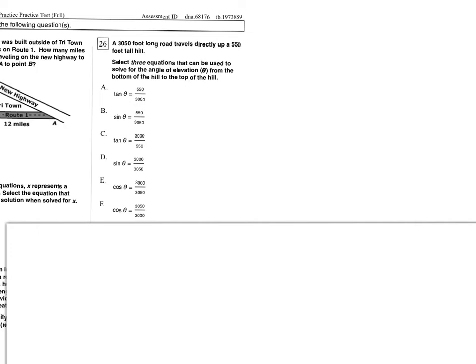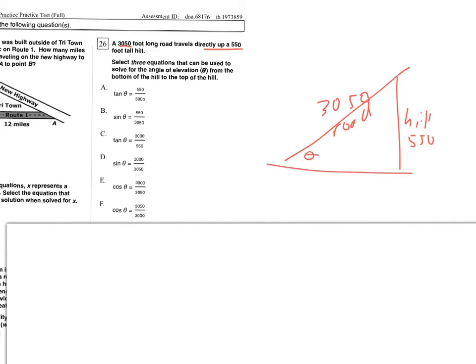All right, next up here, it says a 50 foot long road travels directly up a 550-foot hill. So I think that what they're saying here is that this is the hill, and the road is right here traveling to the top of the hill. And so the hill is 550, and then this is 3050. And so they want to know the angle of elevation, and that's right there.